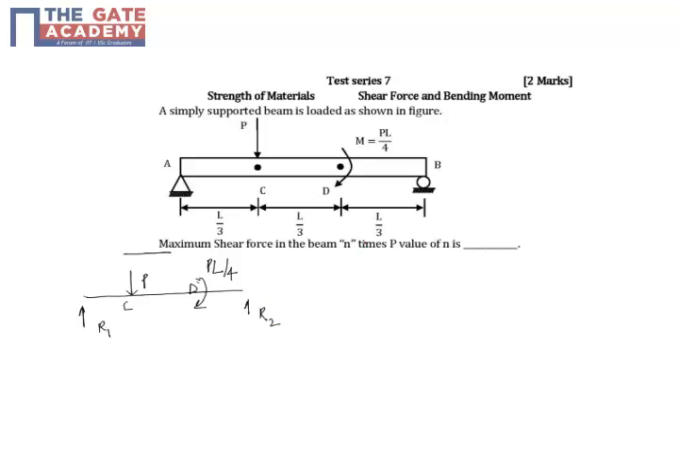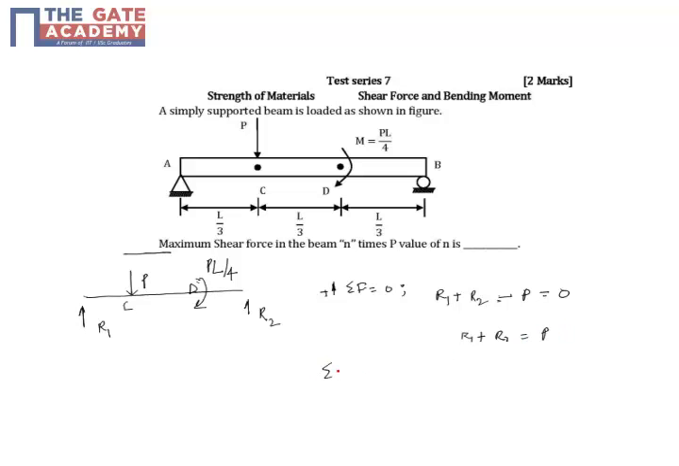This beam is in equilibrium, so the summation of all the forces is 0. Taking upward force positive, R1 plus R2 minus P is equal to 0. PL by 4 should not be included, since it's a moment, not a force. So R1 plus R2 is equal to P. That is the first equation.